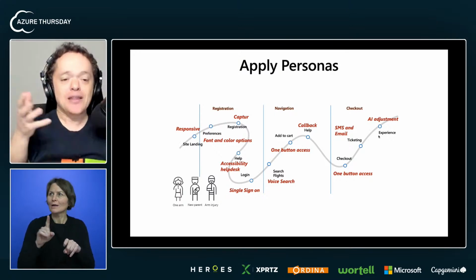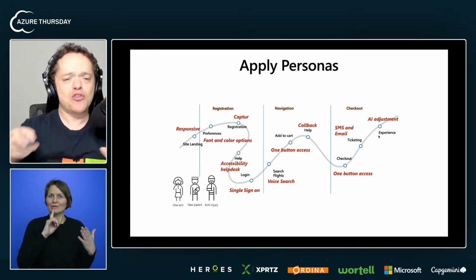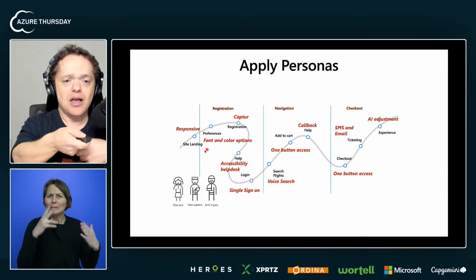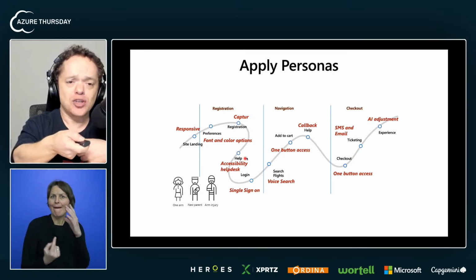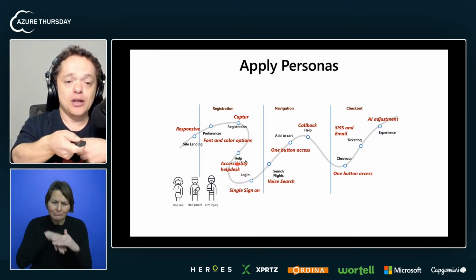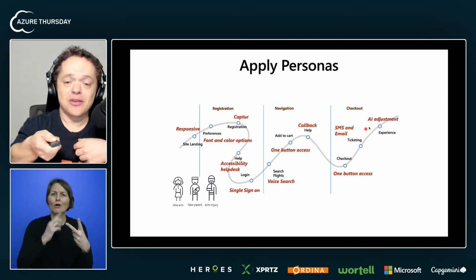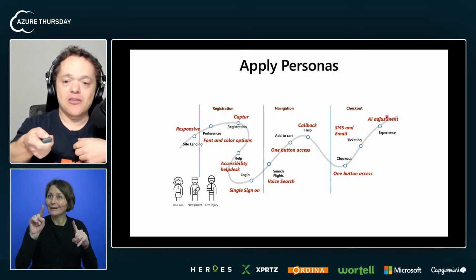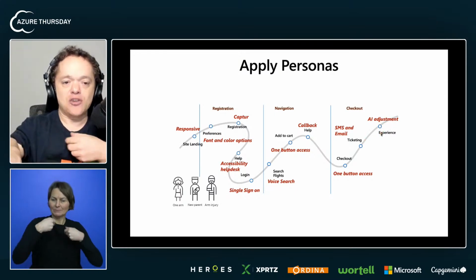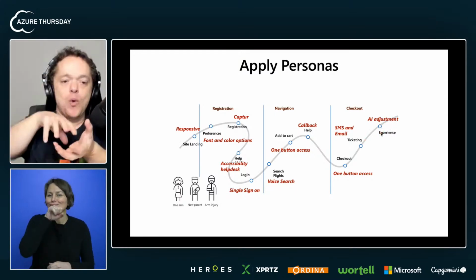We've changed the way that we look at innovation. We're responsive design for site landing, captcha for registration, font and color options, accessibility help, single sign-on, callback help, one button access. And then right at the end, my favorite, AI adjustment. AI will become aware of your issues.